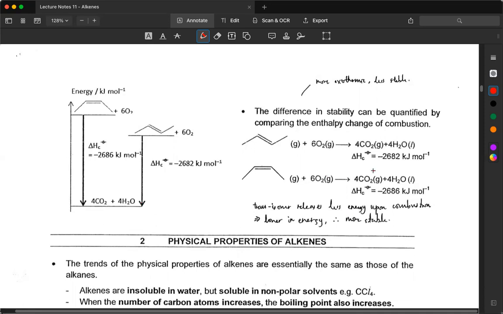The greater the magnitude of the enthalpy change of combustion, the more unstable the isomer is, because it releases more energy in order to stabilize.